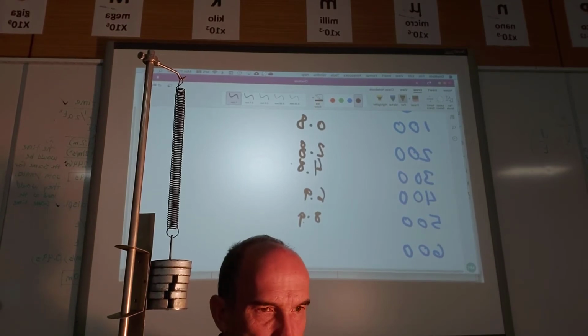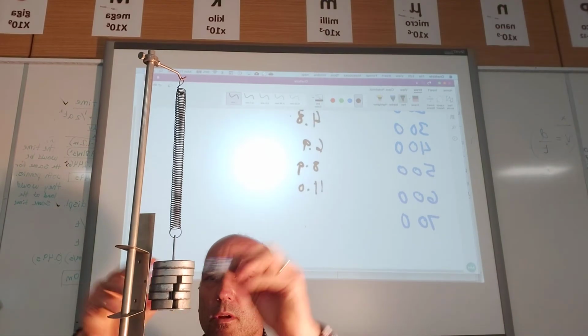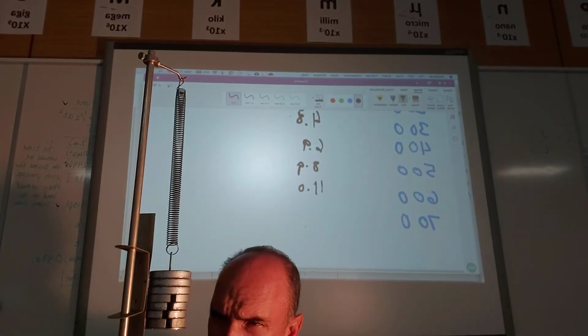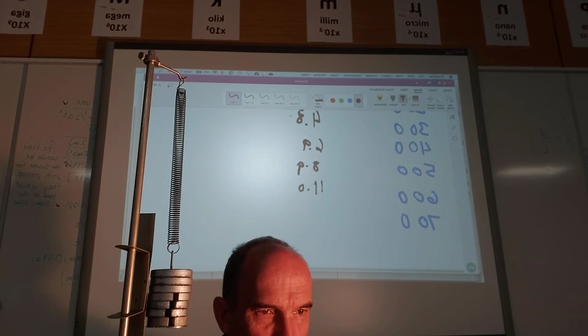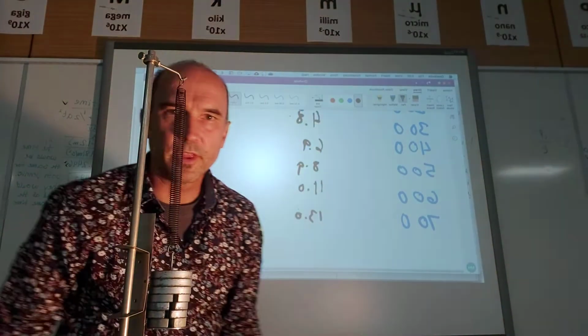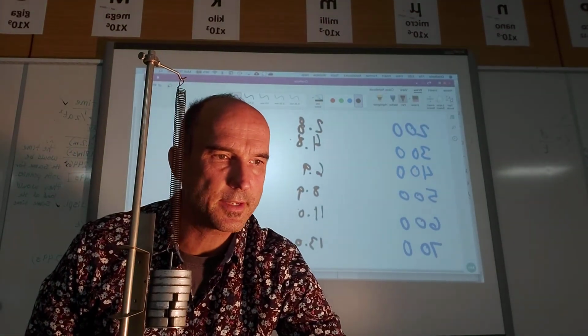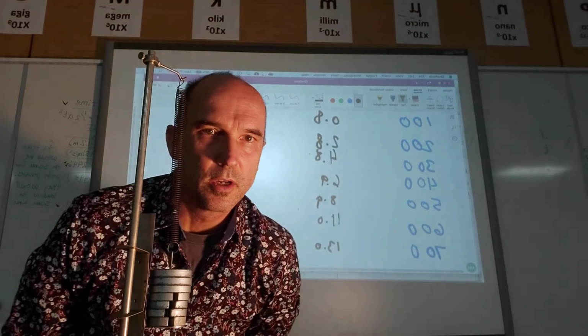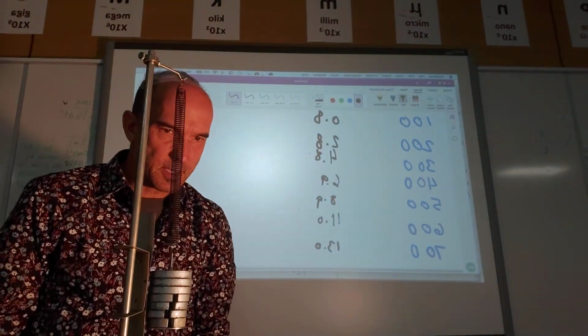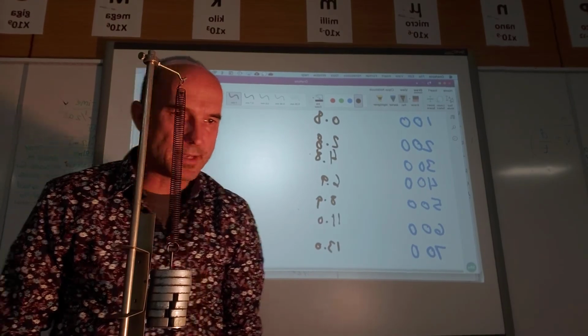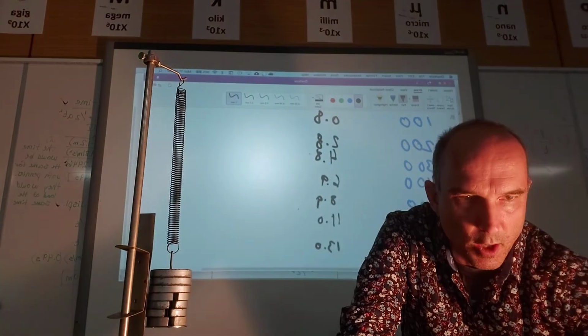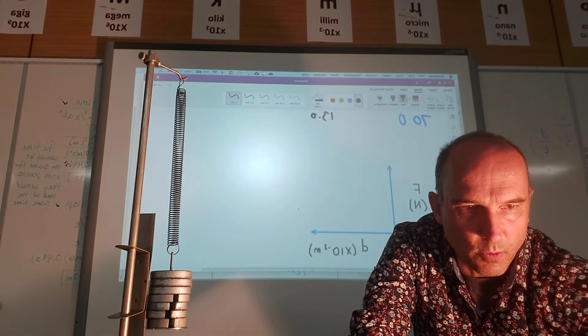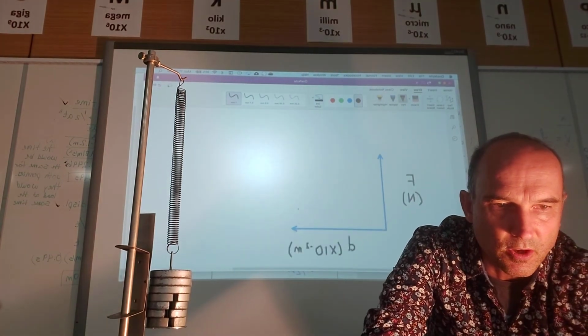It's been very consistent. Okay, so there is the data, if you can see all that. For the displacement and mass, you'll want to convert the mass into force and plot that with force along the y-axis and displacement along the x-axis.